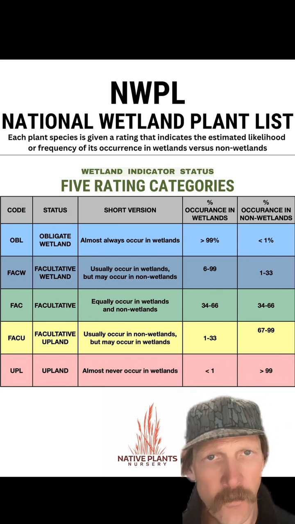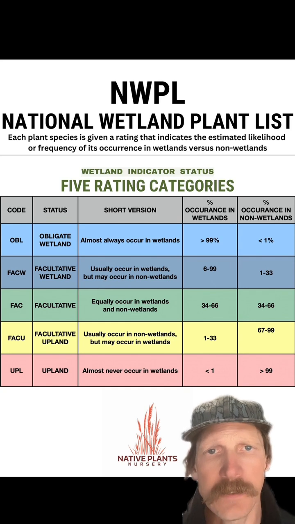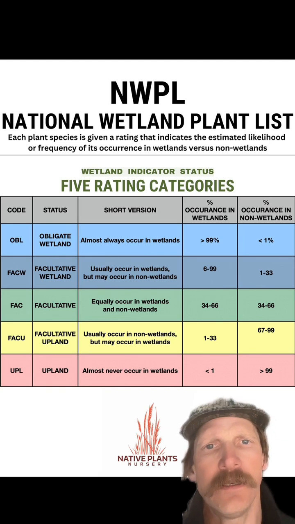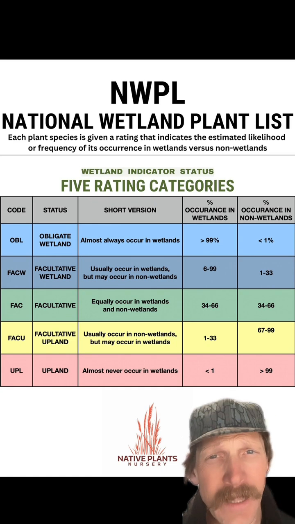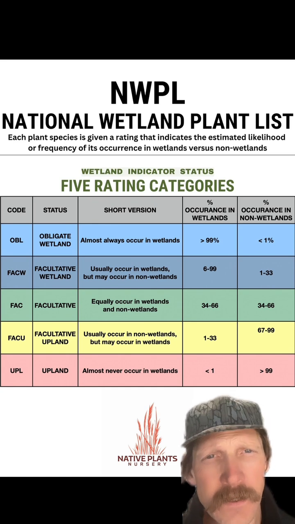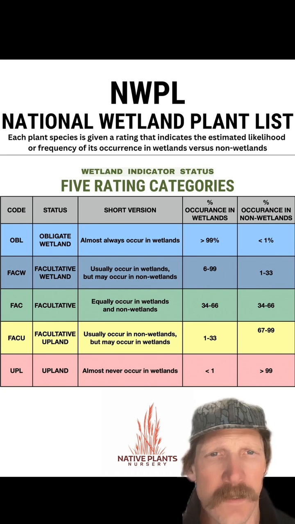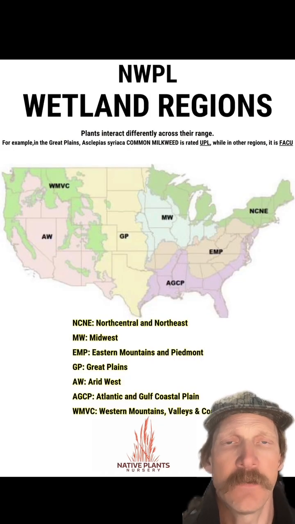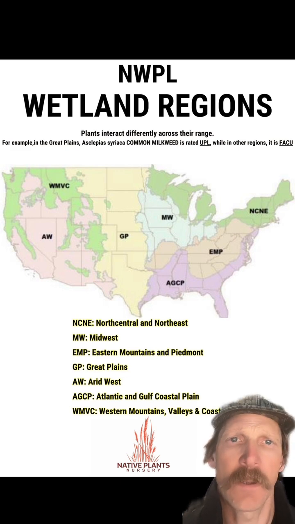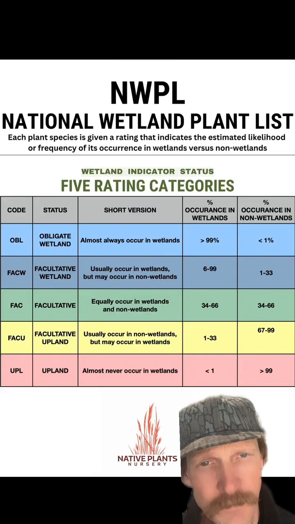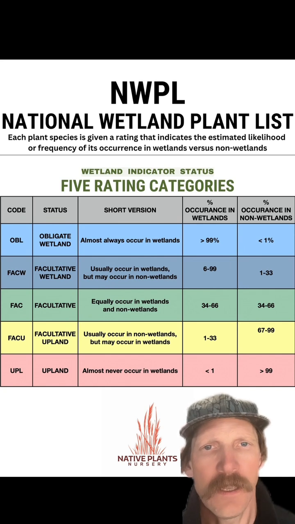It's a culmination of 4 federal agencies, spearheaded by the U.S. Fish and Wildlife Service in 1988. Each plant is given a rating that indicates the estimated likelihood or frequency of its occurrence in a wetland versus a non-wetland. It's important to know that plants interact differently across their native range. In spring, what you can expect to see are categories of plants that are grouped together.